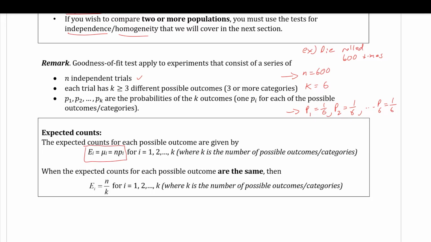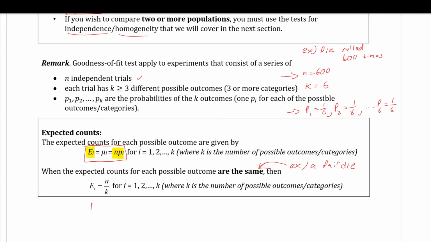Okay, the expected counts for each possible outcome are given by this equation, mostly paying attention to n times p. Once we do an example, that'll make more sense. Now, if each possible outcome is the same, for example, like a fair die, then the expected count would be n over k.